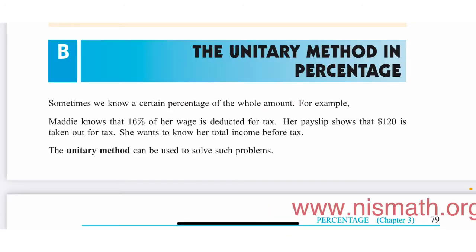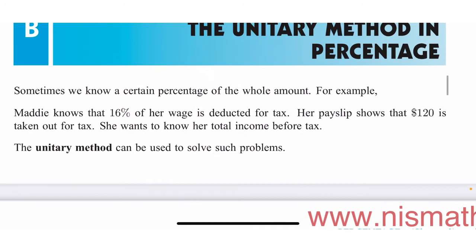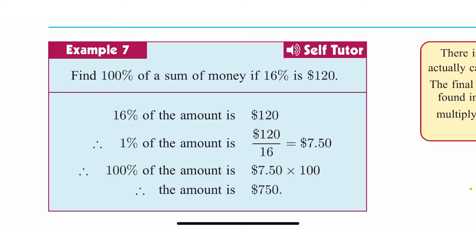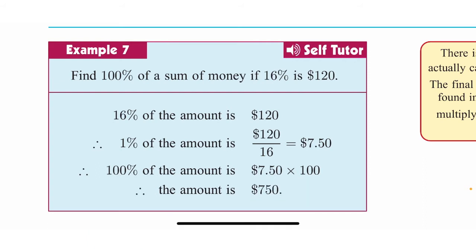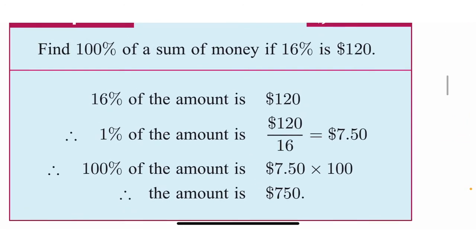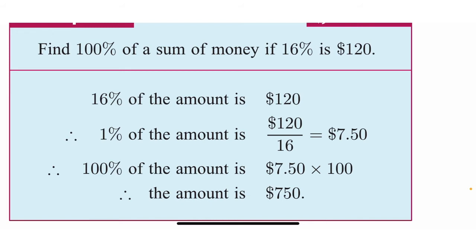The unitary method in percentage. Sometimes we may know a certain percentage of the whole amount. For example, we could find 100% of a sum of money if we know that only 16% equals $120. So given is 16% is $120. What is 100%? It means what is the whole amount of money.